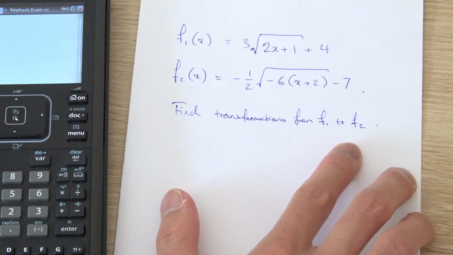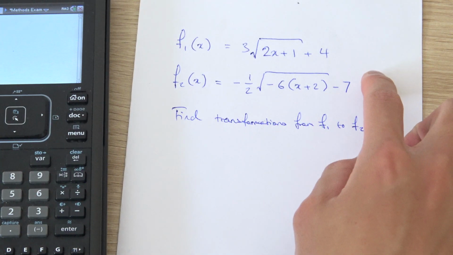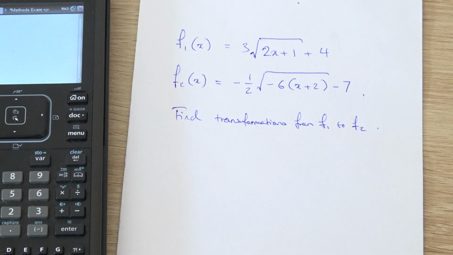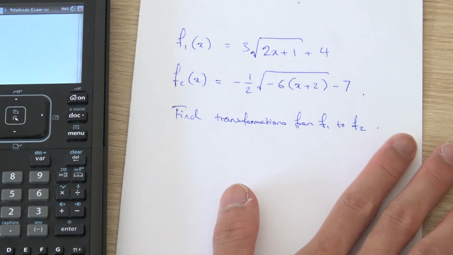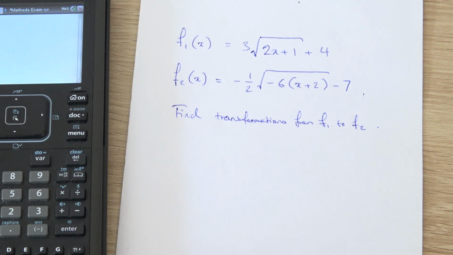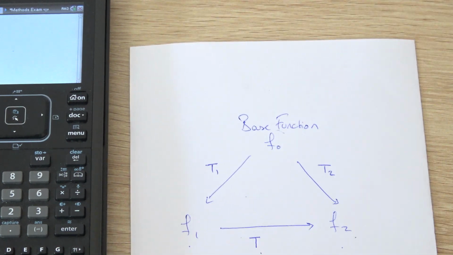So, what can this second functionality be used for? Let's say we have some question that gives us two functions, both square root functions, and it asks us to find the transformations from one function to the other. We can use the second functionality of the transform program to automate this for us a little bit. At first I want to go over how this program works.